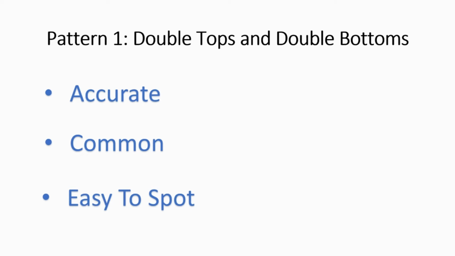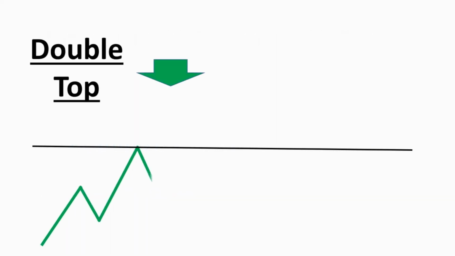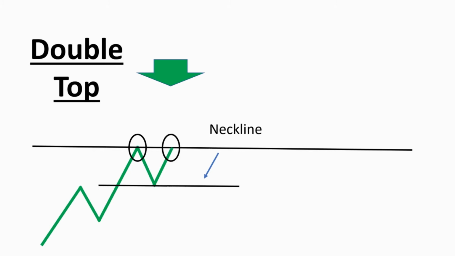So, a double top is formed after a period of bullish price action. Price bounces, forming the first top. Price then bounces again and forms what's known as the neckline. Price then bounces from that neckline and rises back up, forming the second top. And the double bottom is simply the reverse of this.